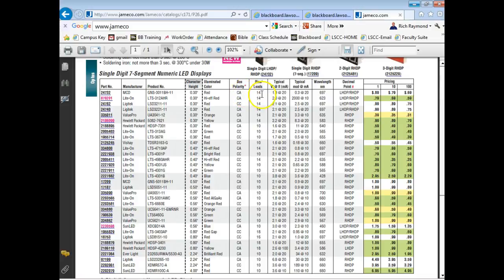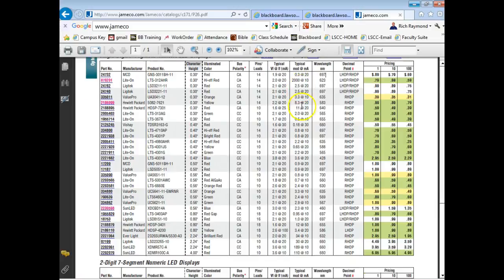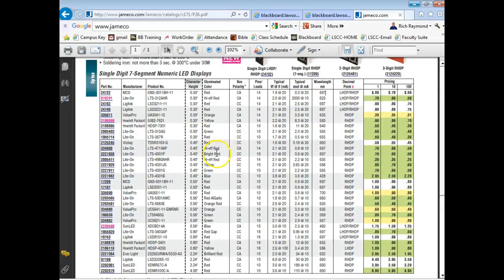Common anode, 14 pin. This is the VF, so it's going to take about 2 volts to turn this guy on, and it's going to pull 20 milliamps. And that's what we'd use to size the resistor, right? Does that make sense? It gives us the wavelength, and the wavelength gives us the color. Anything around 600 nanometers is in the red wavelength. But you can see these things come in quite a few different colors.